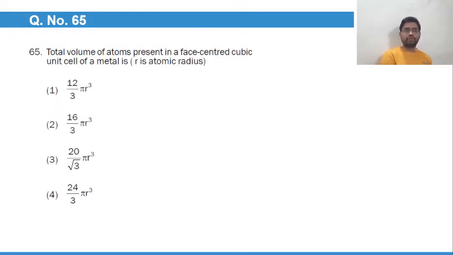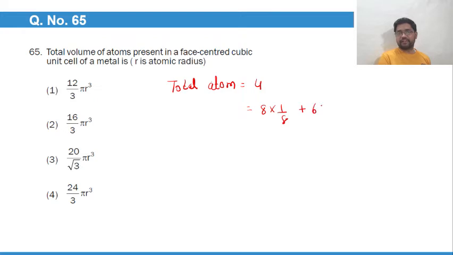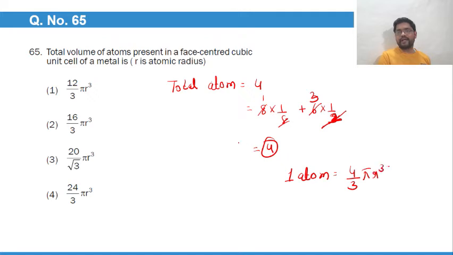65. The total volume of atoms present in face centered cube. Total atoms present is 4. How is it 4? The atoms are at corners. There are 8 corners and the contribution is 1/8, which gives 1. Plus there are 6 faces and the contribution is 1/2, sorry, not 1/3, so it is 3. 3 plus 1 is 4. And the volume of one atom is 4/3 pi r cube, that is the volume of a sphere. And 4 atoms will be 16/3 pi r cube. This will be the answer.